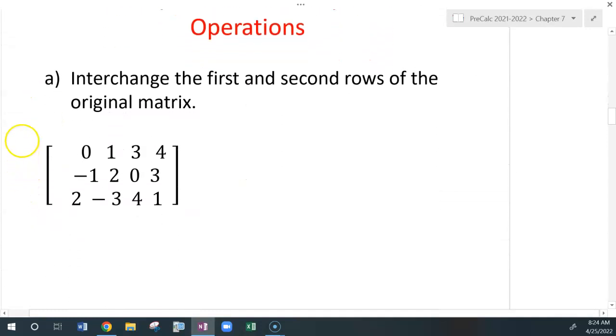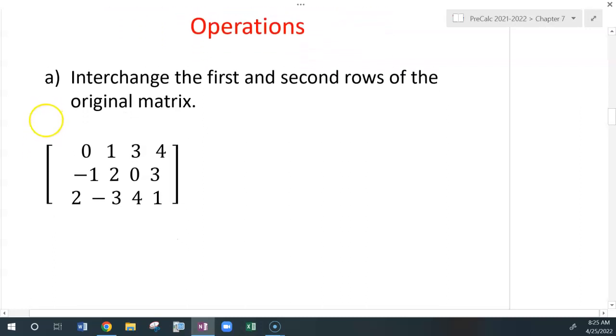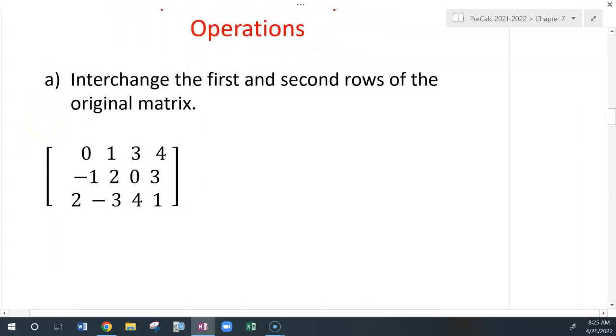All right. Now we're going to do some elementary row operations on this matrix. So right here, it says interchange the first and second rows of this original matrix. So I'm going to call this one row 1, this one is row 2, and this one is row 3. And I'm using R's for rows. So since I want to interchange row 1 and row 2, I'm going to do like this. Row 2 is going to go here, and row 1 is going to go there. So that's how I'm going to note that.